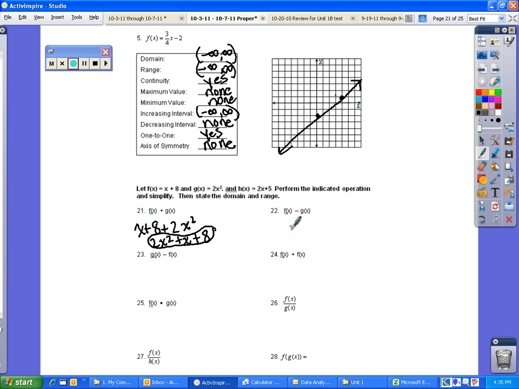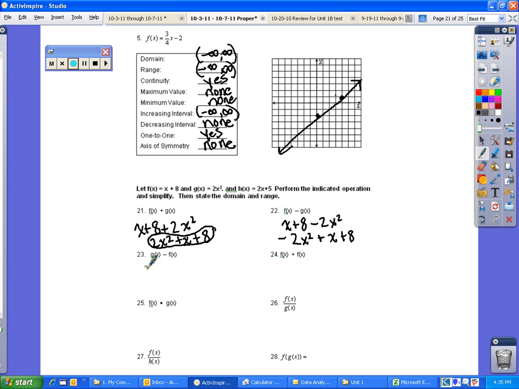Second one, I'm going to take f of x, which is x plus 8, and I'm going to subtract g of x. So now I'm going to subtract 2x squared. And again, there are no like terms to combine, so therefore you just have to rewrite them as negative 2x squared plus x plus 8.